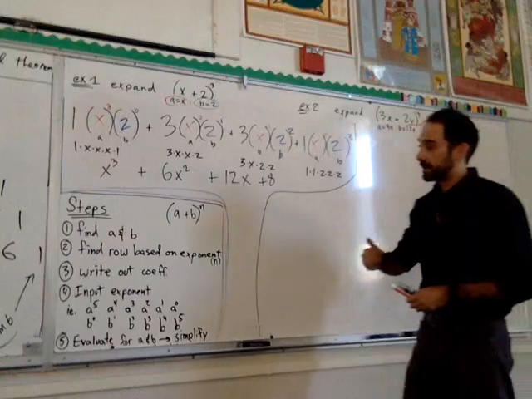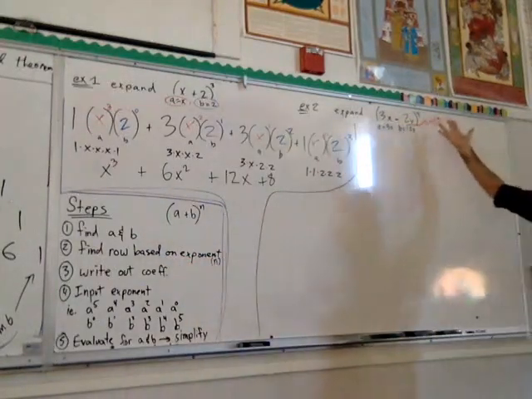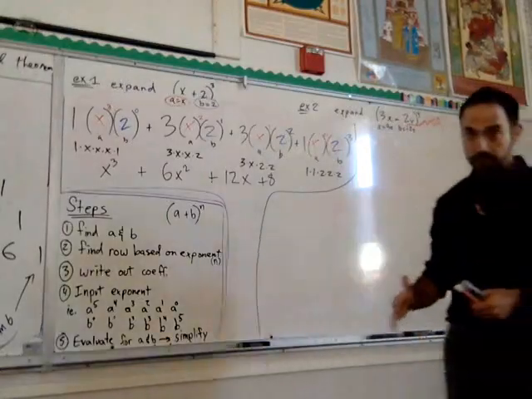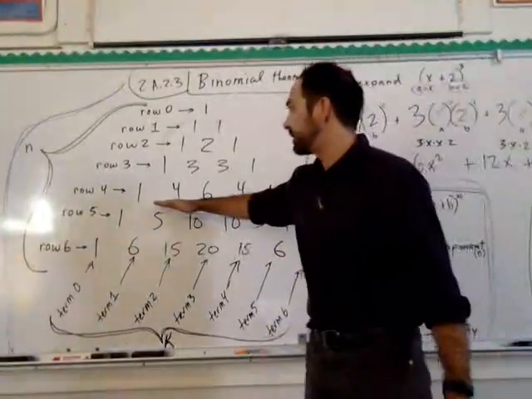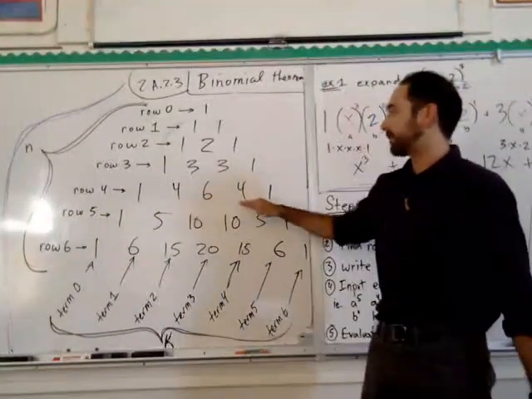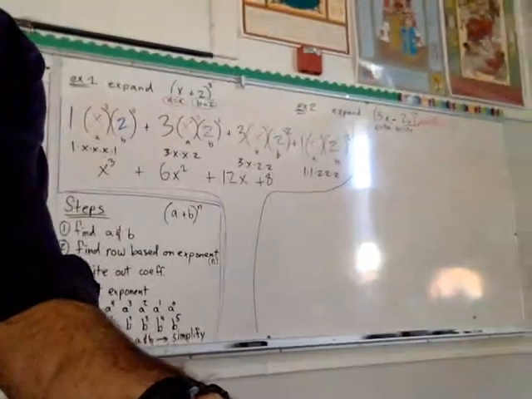1 done. 20% done. Find the row based on the exponent. What's my exponent in this case? 4. So I look back over here. I look to my 4th row. Just real quick. Look to the 4th row. I'm going to use 1, 4, 6, 4, 1 as my coefficients. It also tells you how many terms you're going to end up with. So I'll go back over here.